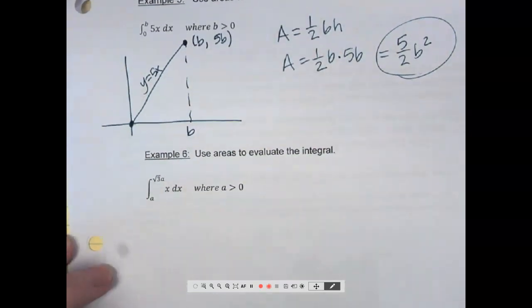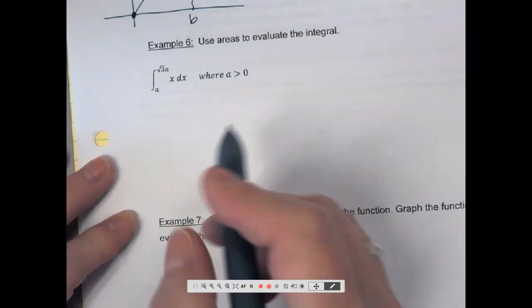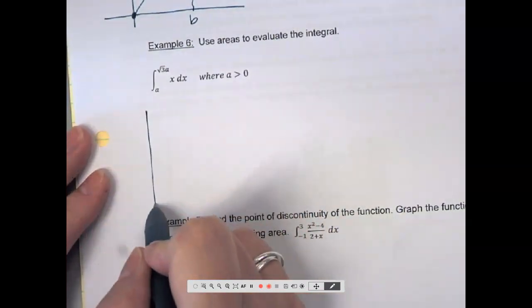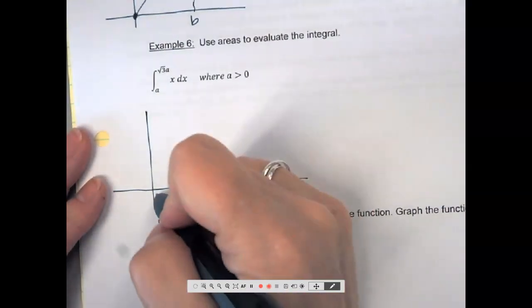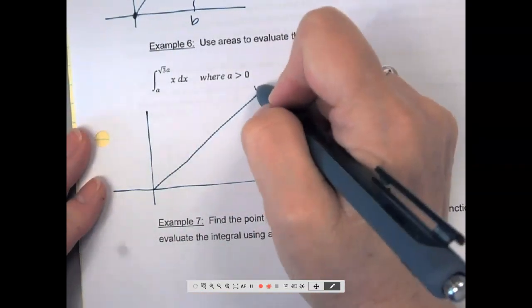All right, next one. What function am I graphing? X. Y equals x. Don't make it hard. Line with a slope of 1. Square root of x is what you're thinking of. Y equals x.